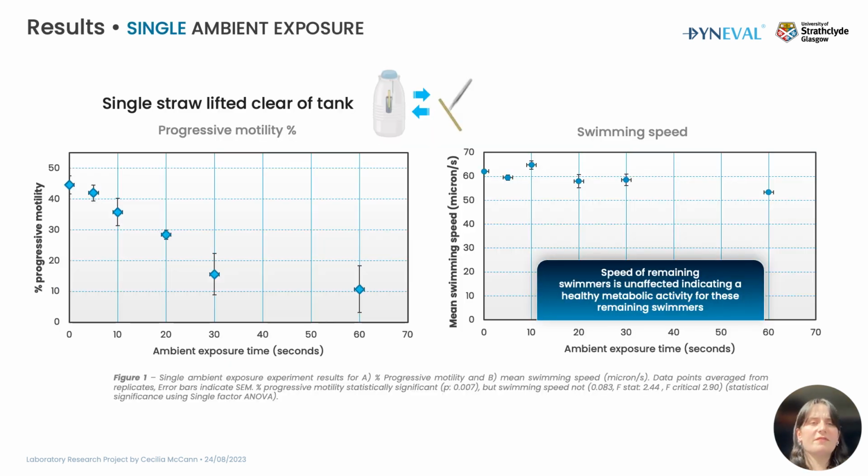So this here is the first result that I got. These are all averaged over replicates. It was for the single ambient exposure that I was talking about. And in figure A, this is for the progressive motility.